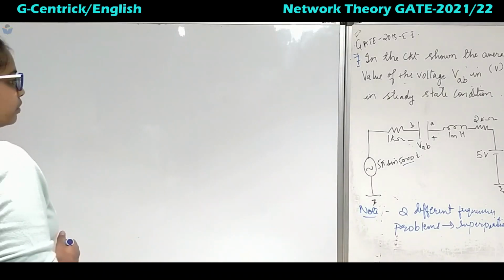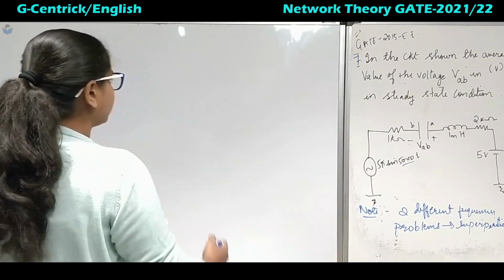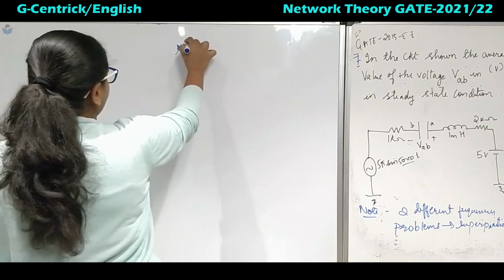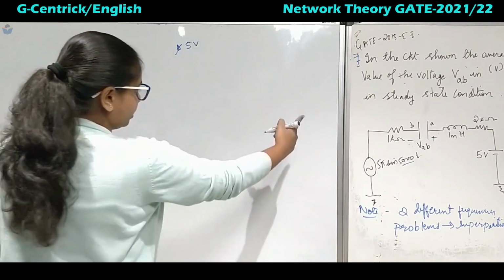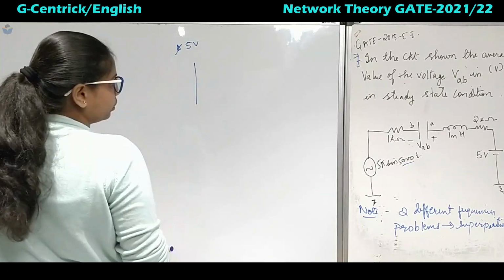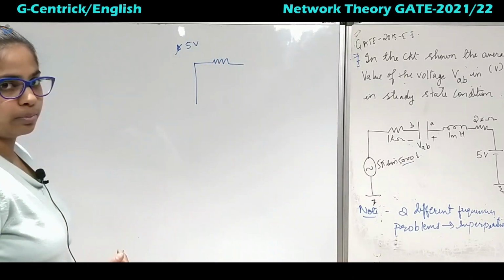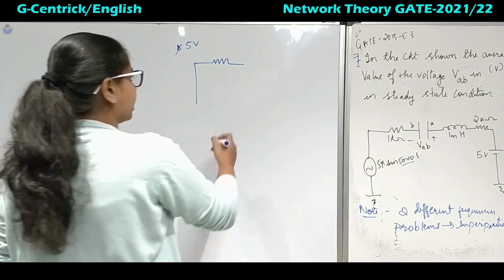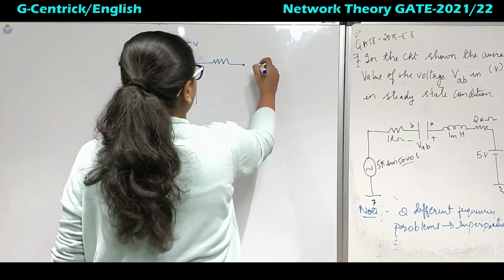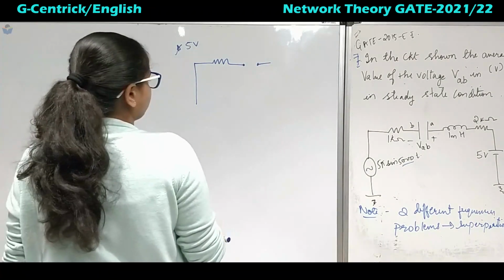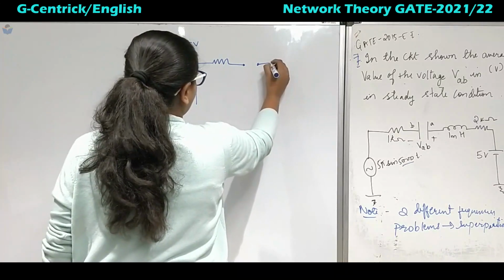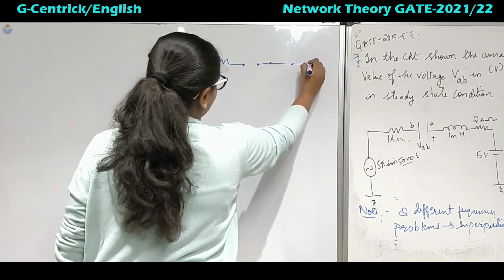Okay, so now first we will consider 5 volt as active. 5 volt is active. It means that this is short circuit. Okay, so we have resistor. So how does capacitor behave when DC is given? It behaves like an open circuit. Okay, then how does inductor behave? It behaves like a short circuit.